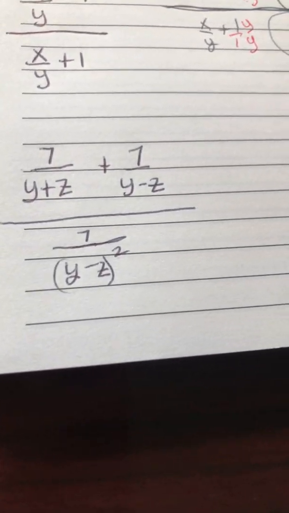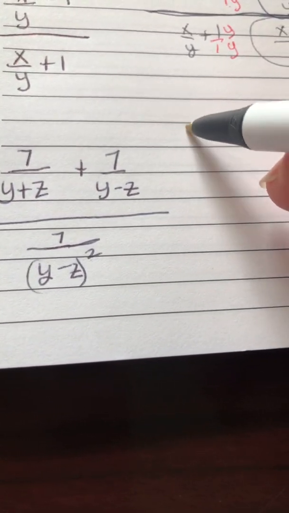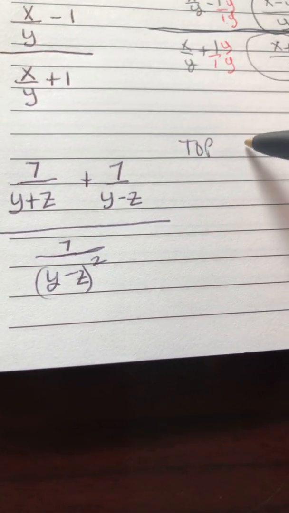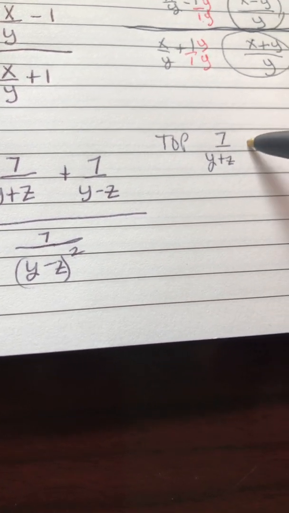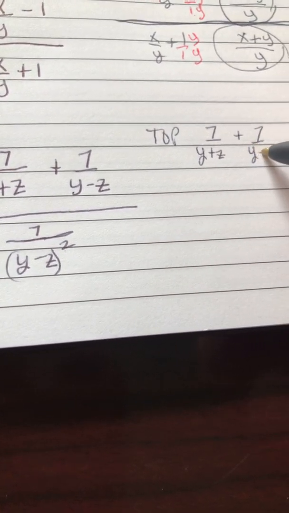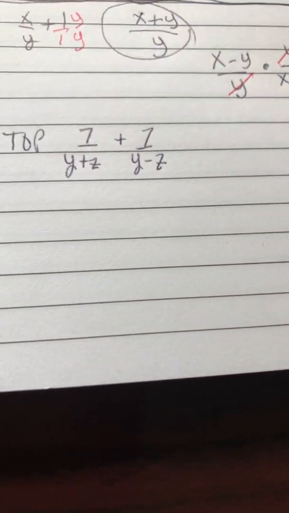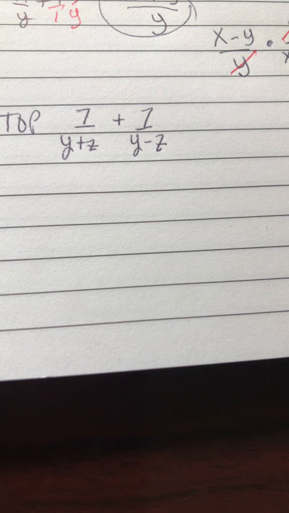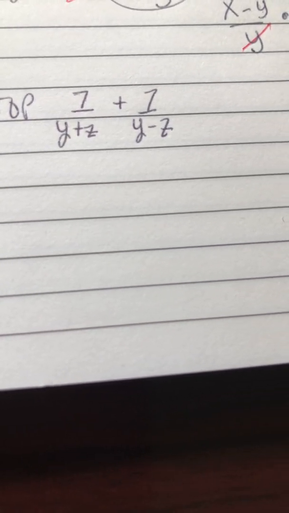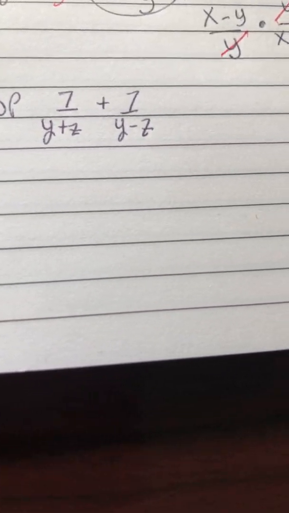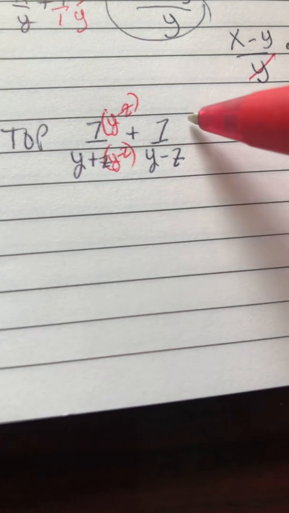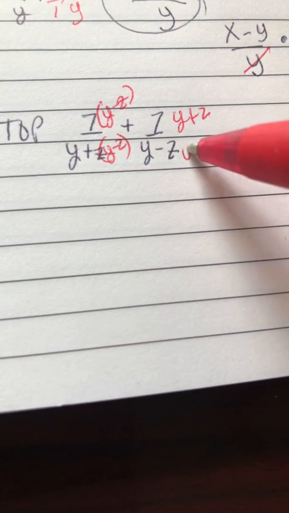Lastly, we have this one. Again, if we deal with the top, and we have 7 over y plus z, and added to 7 over y minus z, then we need to find that common denominator. What we would have is a combination of the two. The common denominator would be y plus z, y minus z. So this one needs a y minus z on both levels. And this one needs a y plus z on both levels.